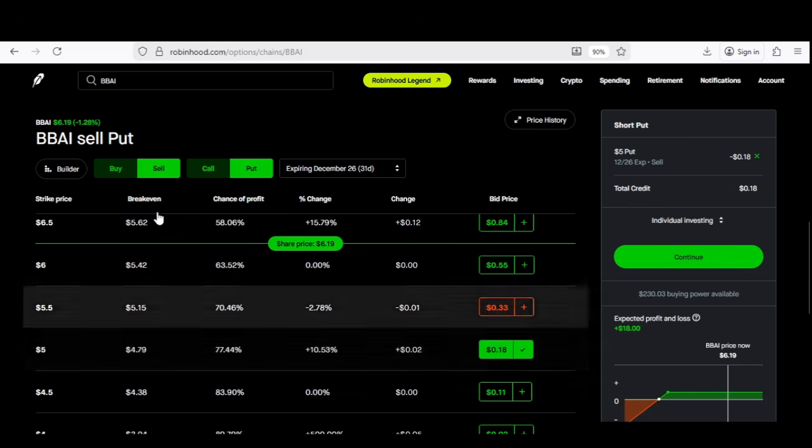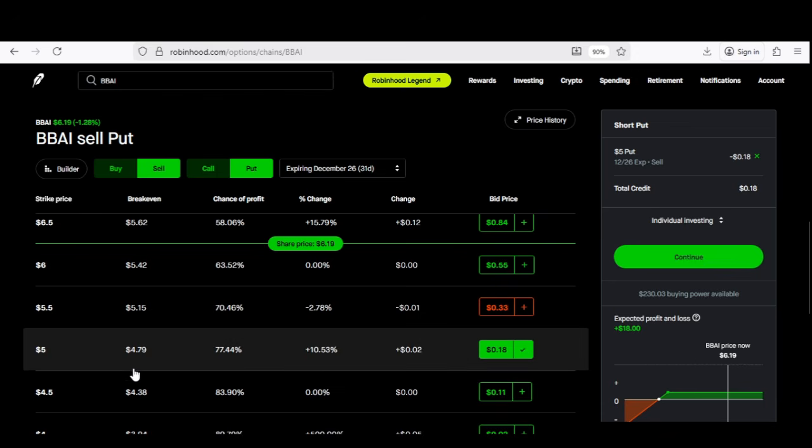It's actually going to be closer to your break even right here, which is going to be 4.79. How did I come up with the break even or your new average cost? You're going to take your $5 here, you're going to multiply the premium you received, and that is going to bring down your average cost to 4.79.